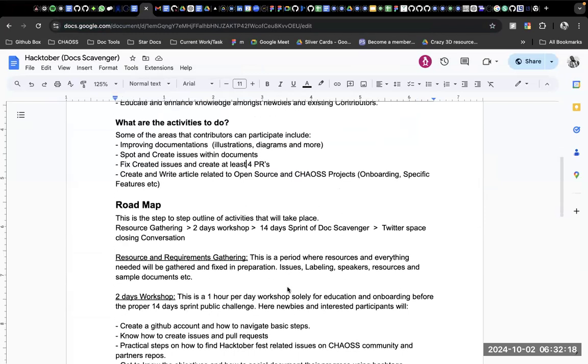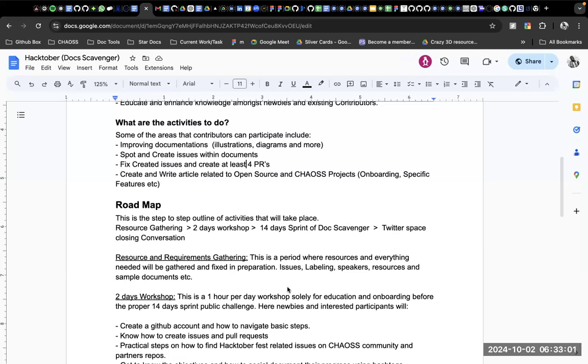So for the roadmap, I broke it down into four steps. Publicly, it's going to be three steps, but one of which is resource gathering. I feel like this week and maybe early next week, we should gather resources and create issues so that there will be issues when people join the project. Label issues, which Fosaya has actually started. Get the attention of speakers because we'll need speakers for the two-day workshop, which we'll still talk about, and also get resources and sample documents as much as possible.